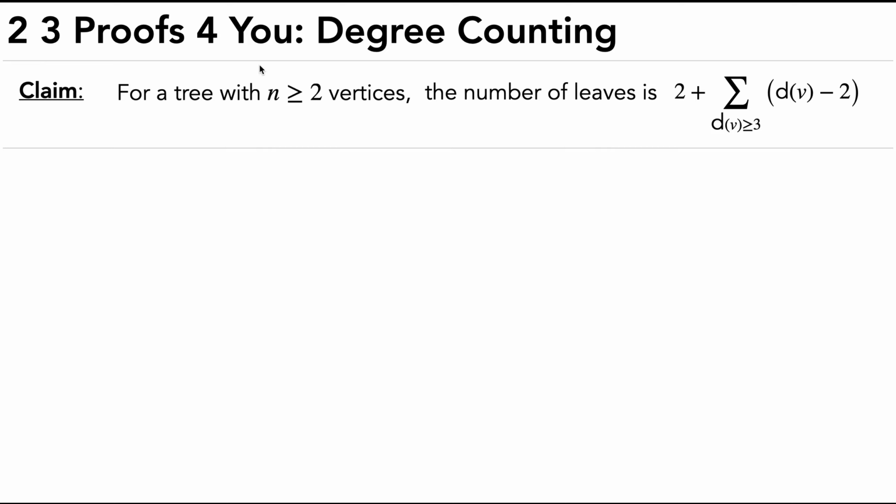Two or three proofs for you, the degree counting part. Our claim is that for a tree with n greater than or equal to 2 vertices, the number of leaves is equal to this expression. Remember, a leaf is just a vertex with a degree equal to 1.